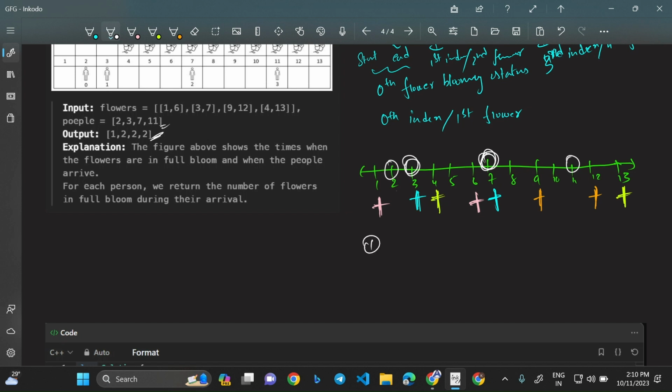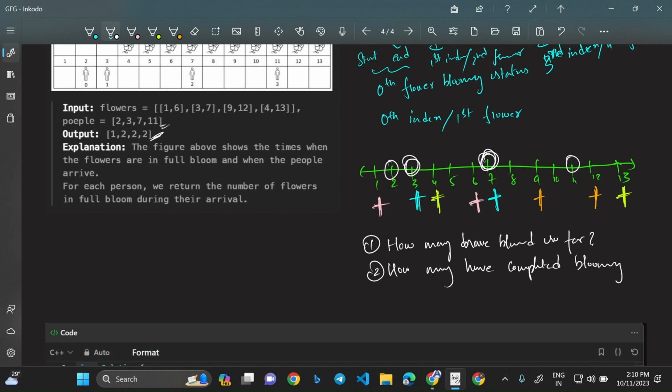What are the two things that I'm seeing? One thing is how many have bloomed so far. This is the first thing. The second thing is how many have completed blooming. Blooming so far may also include the flowers that are still blooming. Or if I need to write this in a more proper fashion, how many have started blooming till this point, and how many have completed blooming till that point?